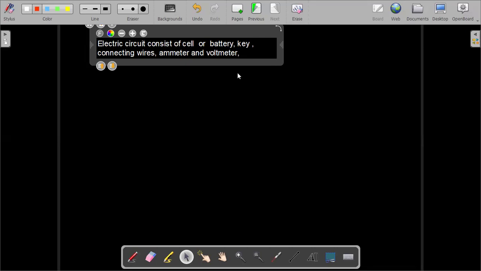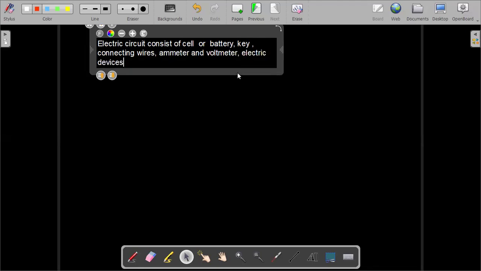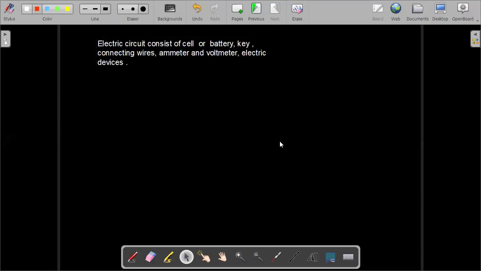Then we have electric devices. Electric devices can be a fan, a bulb, or any other electric device or component which we want to use here. In this chapter, later on, we'll be representing these devices with the symbol resistance. Now we'll try to make an electric circuit.